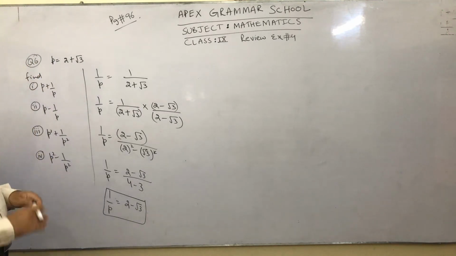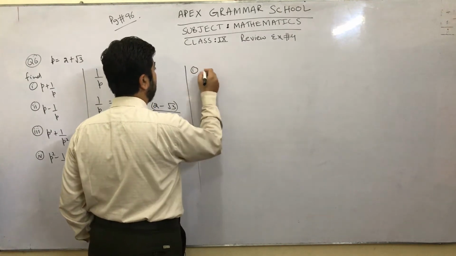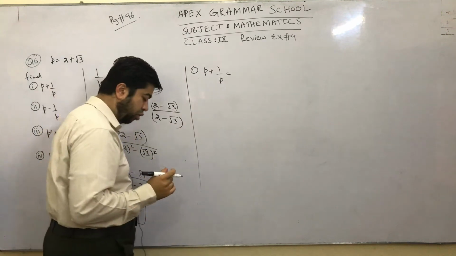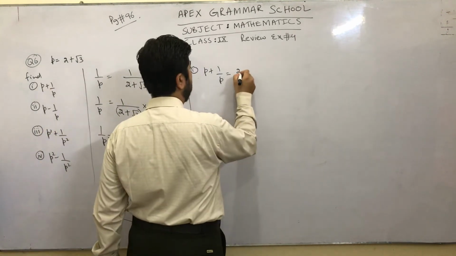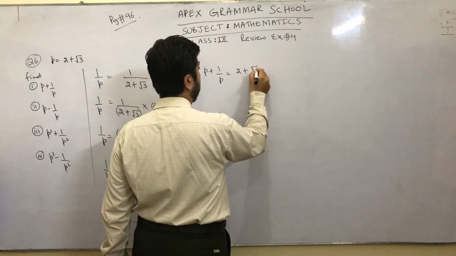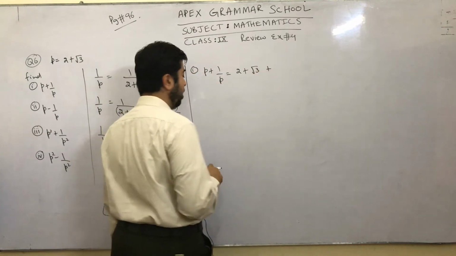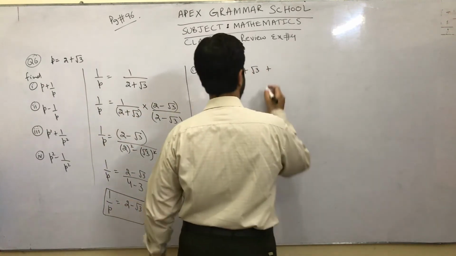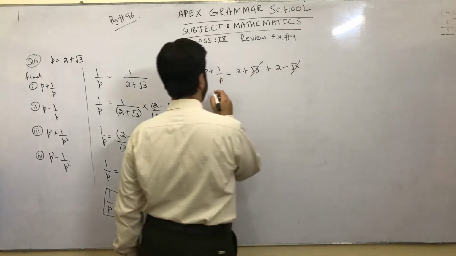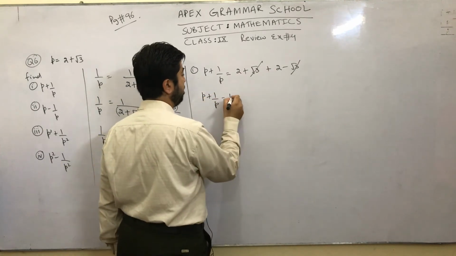Now we can find these values. First is p plus 1 over p. So add both values. What is the value of p? That is 2 plus square root 3. After that, the sign is plus, put plus here. After that 1 over p. What is the value of 1 over p? That is 2 minus square root 3. Cancel this negative square root 3 and positive square root 3. So p plus 1 over p is 2 plus 2, that is 4.